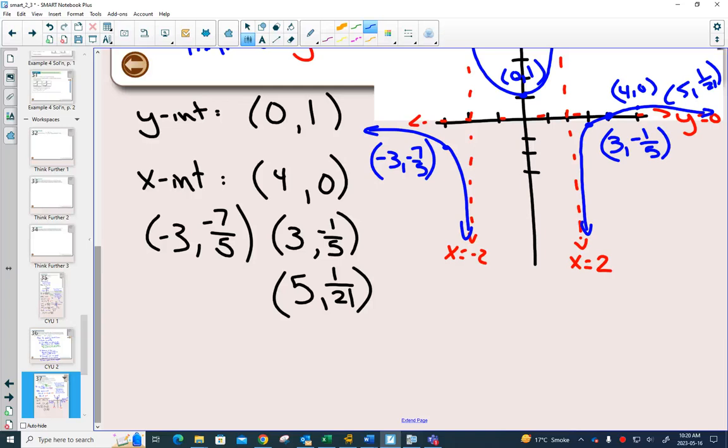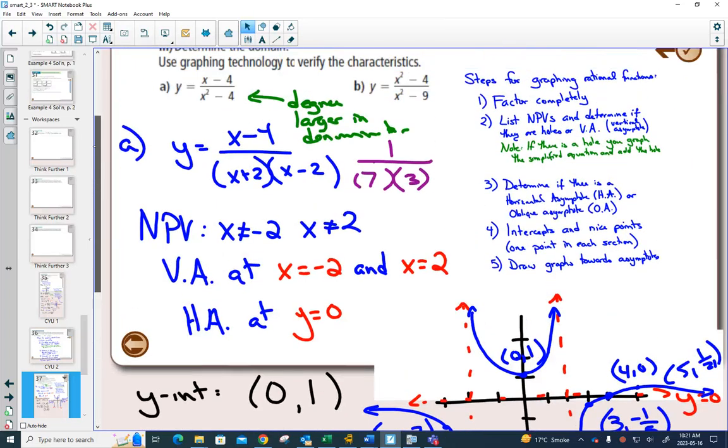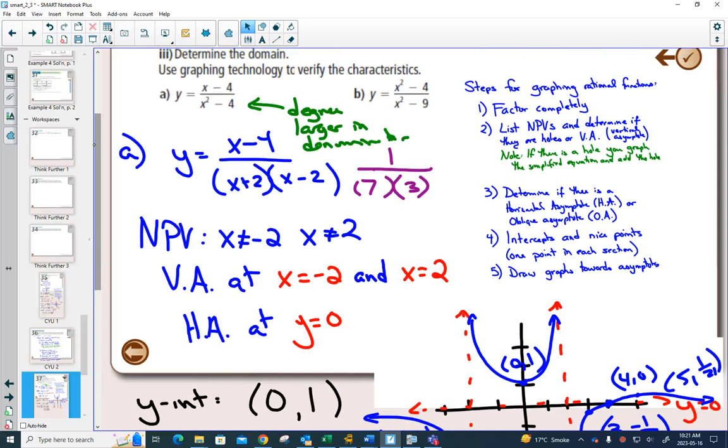Again, the horizontal asymptote, your graph is going to approach that at the end behavior. So again, a little bit of a different graph, but the steps stay the same. Every single time, you are going to factor, then you're going to find all your asymptotes. So steps 2 and 3, you can remember them as, I need to find all my asymptotes.